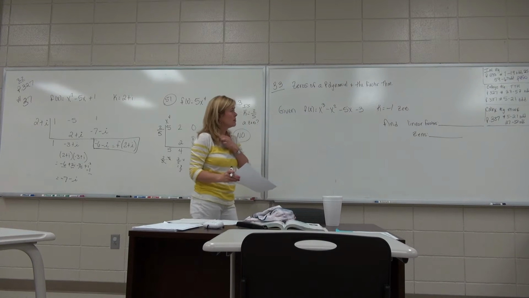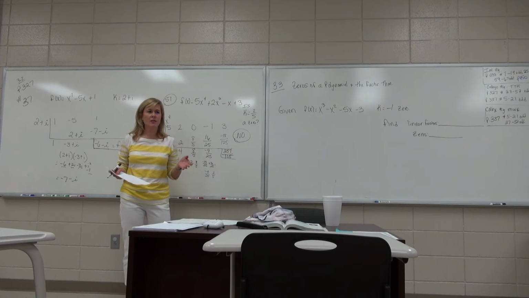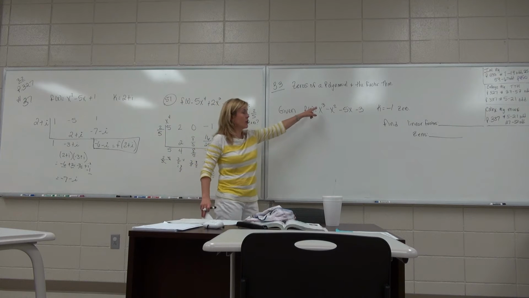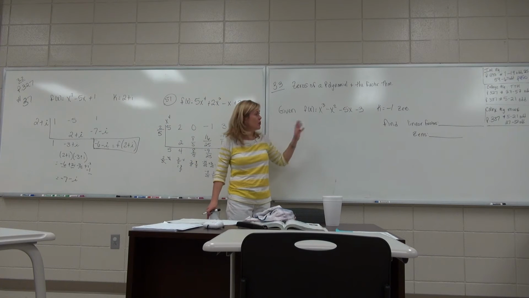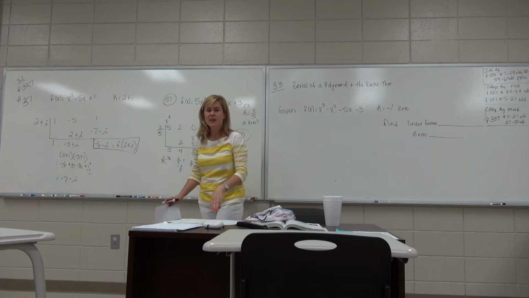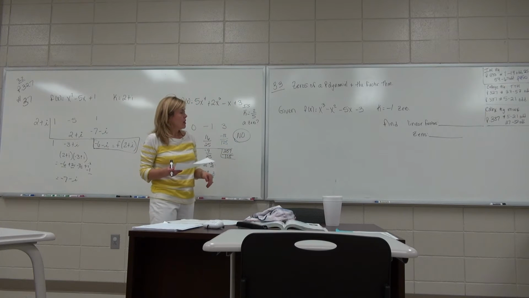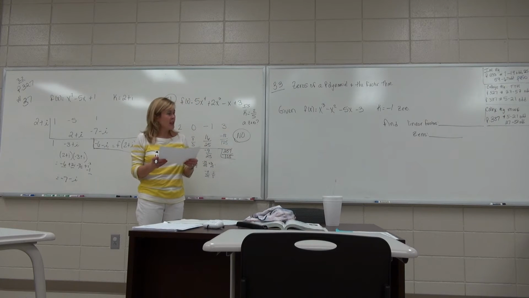Well, first of all, how many zeros is this problem going to have? 3. You know that because the degree of the polynomial, your highest exponent, is 3, so it's going to have 3 linear factors, and it's going to have 3 zeros. So I'm going to give you a minute to finish it out. Find all 3 factors, find all 3 zeros, just like you did on your homework.